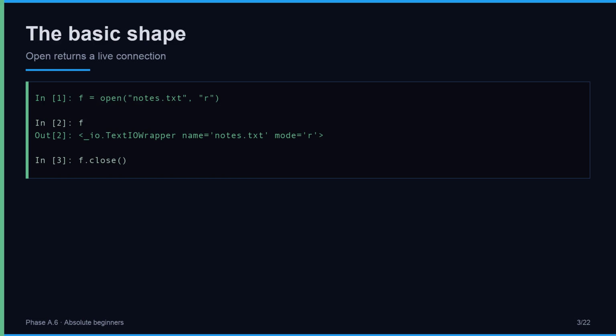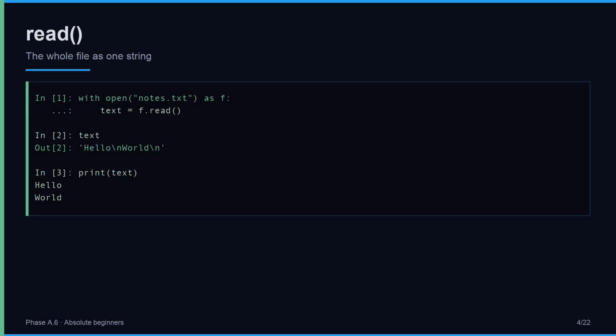Open returns a connection. Read returns the entire contents of the file as one string. If the file holds 3 lines, you get all 3 joined by newline characters. Notice the \n in the output, that is how Python represents a line break inside a string. When you print the string, those newlines become visible line breaks. Read is perfect for small files where you want everything at once.